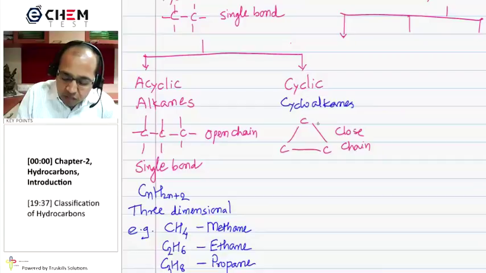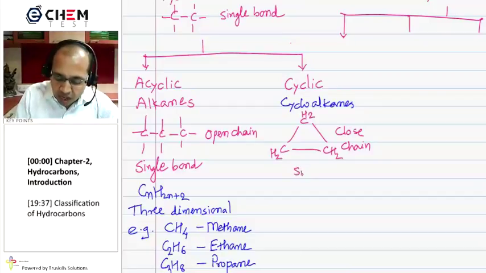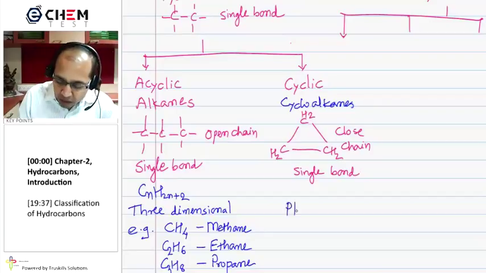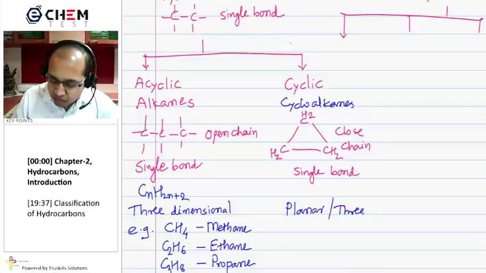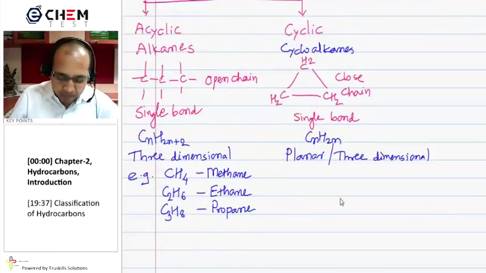I can say cyclic structure. The valency of carbon is always 4. So here I can say CH2, CH2, CH2. Here also only carbon-carbon single bonds are present. This type of compound has a structure that is planar if it is a lower member of the series, and three-dimensional if it is a higher member of the series. This type of compound has the general formula CnH2n.